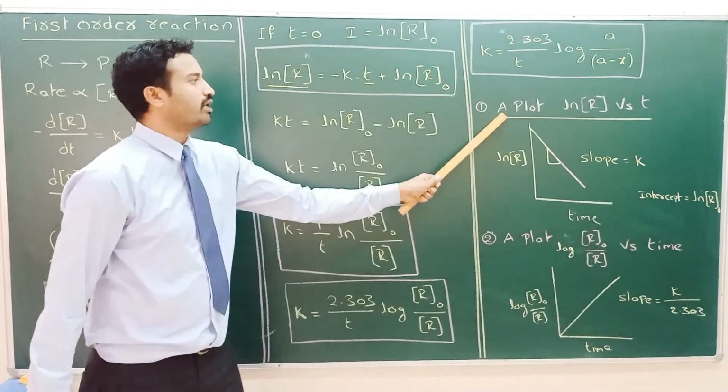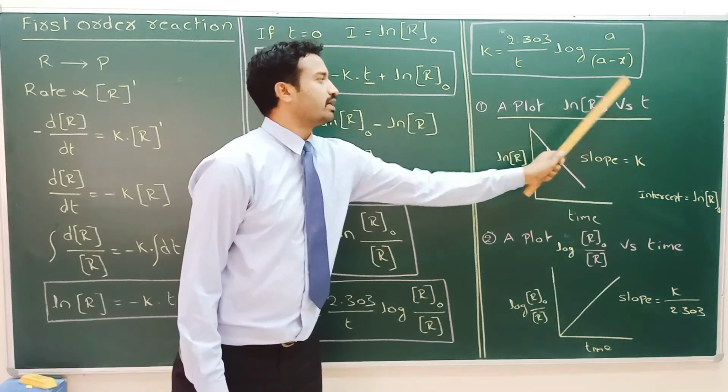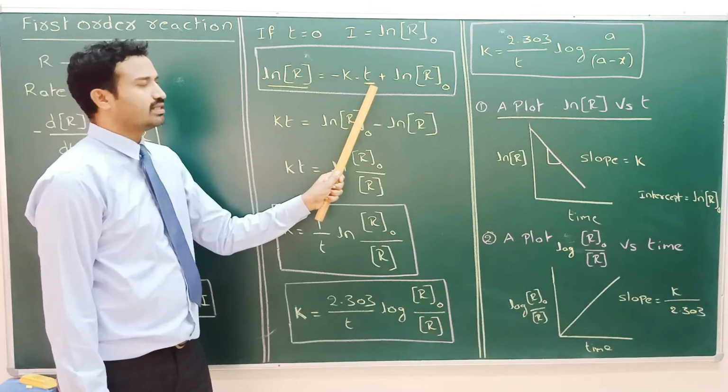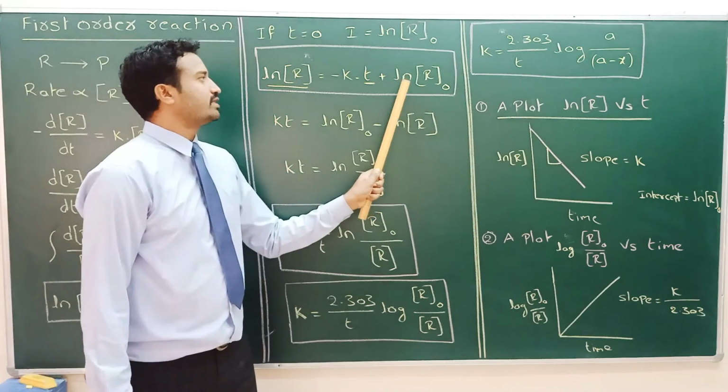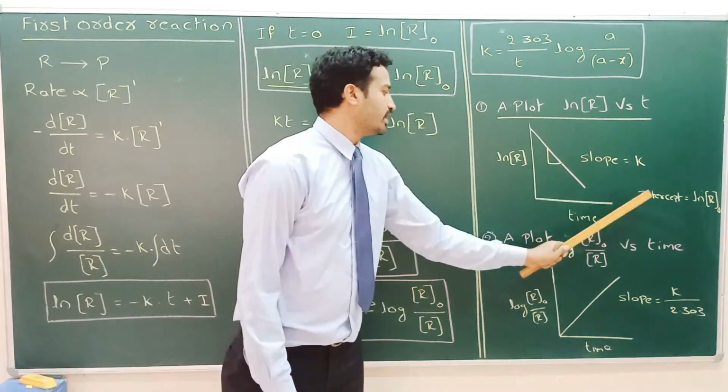Again, the plot between ln R versus time, with slope minus k. So it is a negative slope, plus ln R naught. The intercept value is ln R naught.